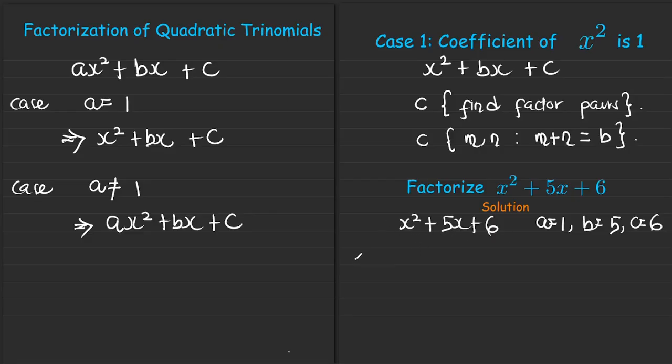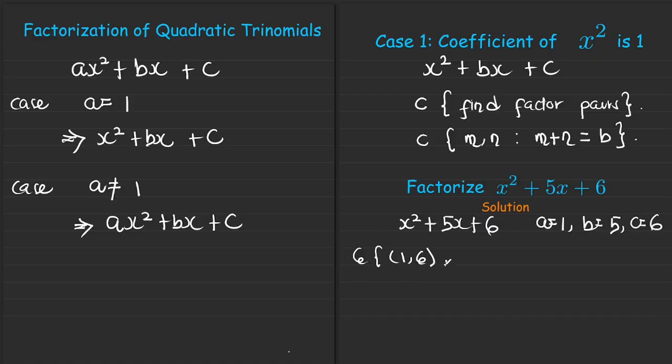So we find the factor pairs of 6. Talking of factor pairs of 6, we have 1 times 6. That gives us what? 6, right? So for factor pairs, you don't just list out the factors, but then you write the numbers that multiply each other to give you the 6.